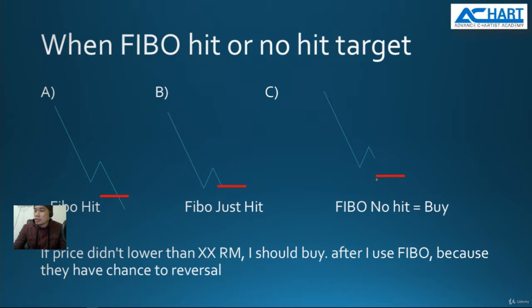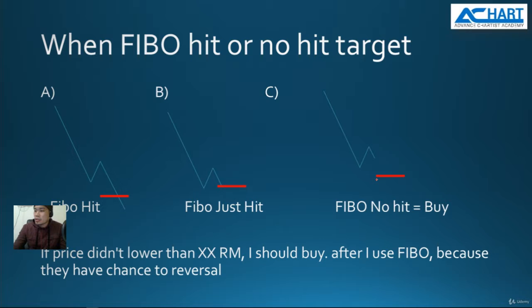Right? So if this is a major downtrend, and we measure the Fibonacci target, it should be here. And if we see that it is not hitting its target point, so after it goes up, it has a high chance for reversal. You can use this to predict and to buy at a very low price.